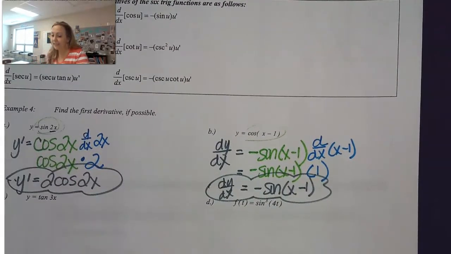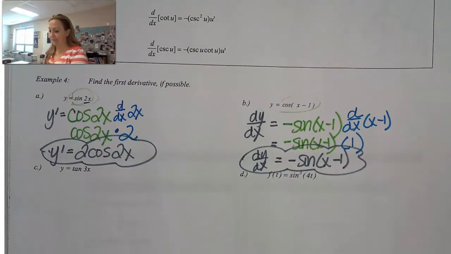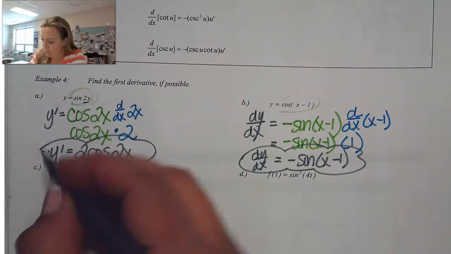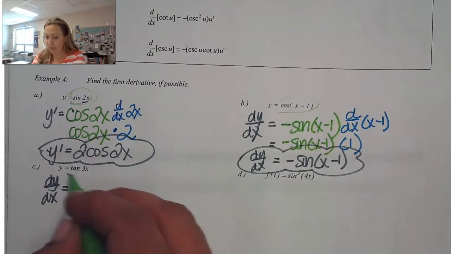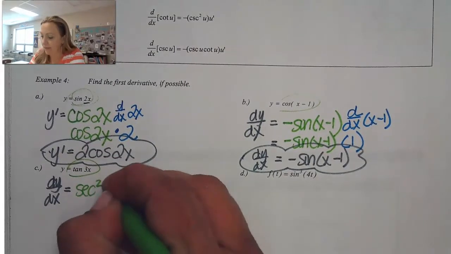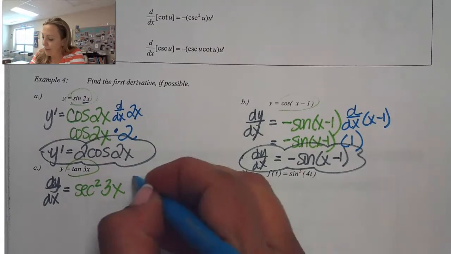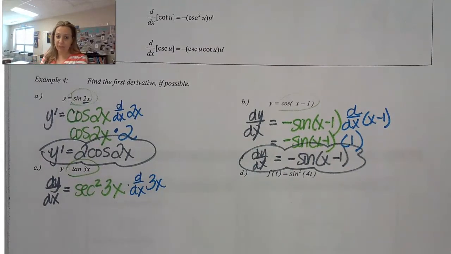Okay. Letter C, I've got y equals the tangent of 3x. Again, 3x is more sophisticated than just x, right? So we're going to have to apply the chain rule. So if I'm going to do the derivative, I want the derivative of tangent. And when I take the derivative of tangent, that's secant squared. And I'm going to keep the input, secant squared of 3x. But now I want to multiply that by the derivative of that inside function.